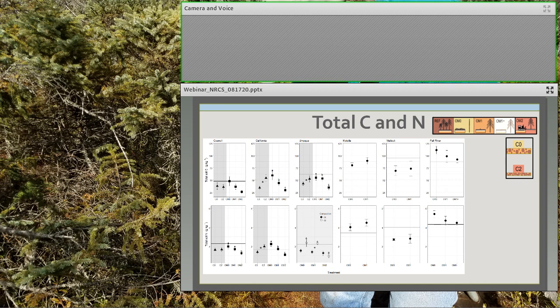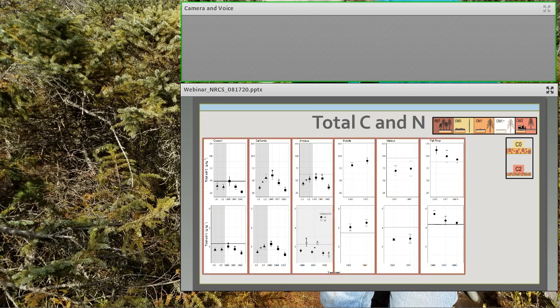Here we have the plots of total soil carbon and nitrogen. We see that each LTSP site has its own column. On the left, we have the core sites, starting with Council, followed by California and Umpqua. And on the right side, we have the affiliated sites: Matlock, Molalla, and Fall River.